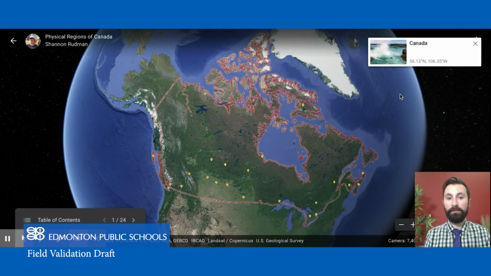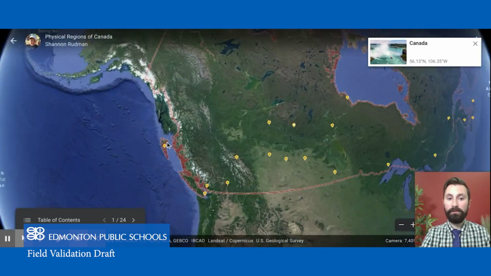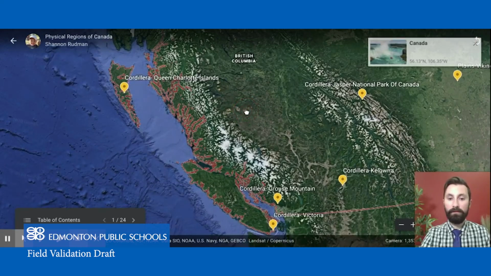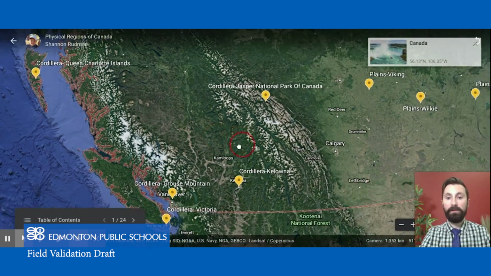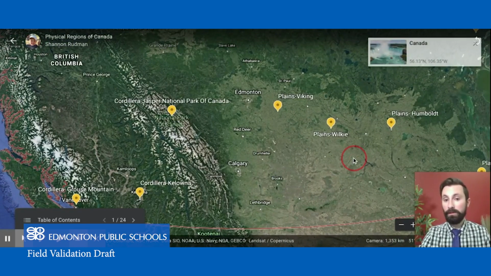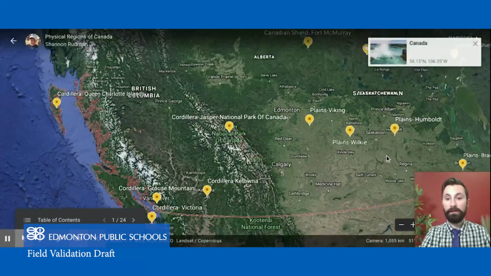This is the interactive Google Earth of Canada, and the intention of this will be to give you some examples of locations that you could explore if you wished to look at individual regions. So for example, if you wanted to explore the Cordillera, you could look at Queen Charlotte Islands or potentially Grouse Mountain. If you wanted to explore the Interior Plains or the Plains region, you could consider looking around Viking, Alberta or Wilkie, Saskatchewan.